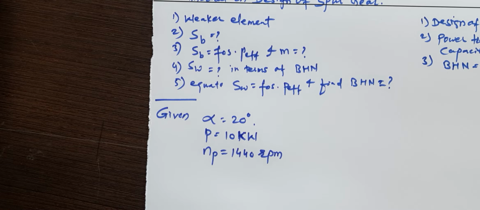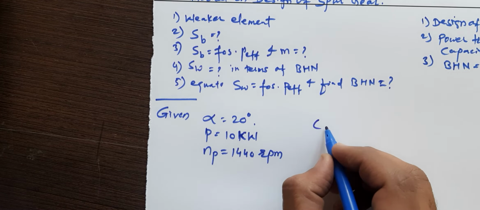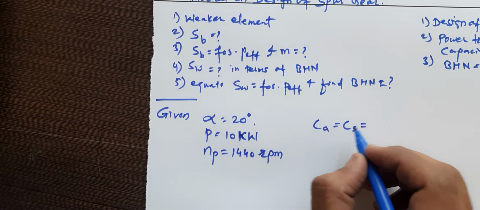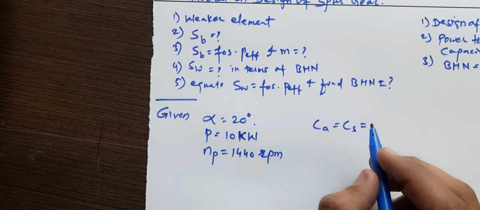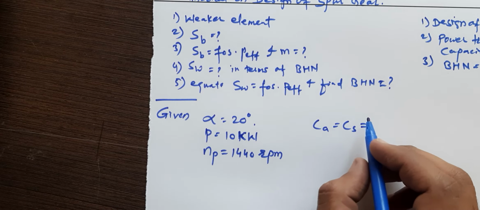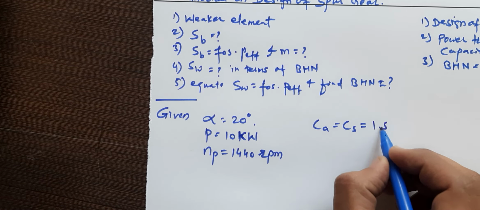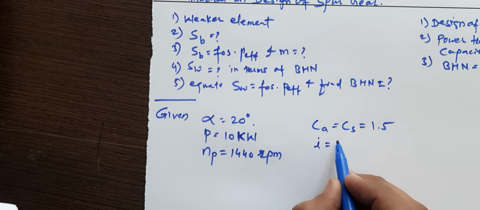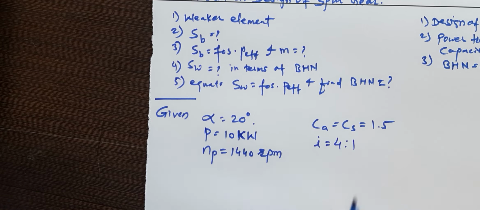So starting torque and rated torque, here the application factor is given. The application factor is nothing but CA, or in some books it is denoted by CS also. So the application factor or service factor is 150%, which means the application factor is 1.5. The speed reduction is 4:1, so your gear ratio is given as 4:1.